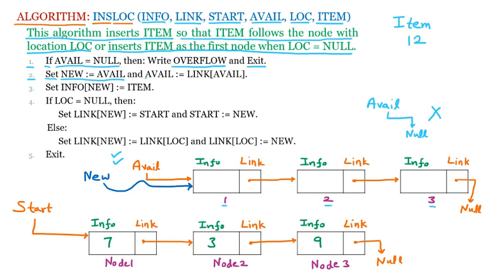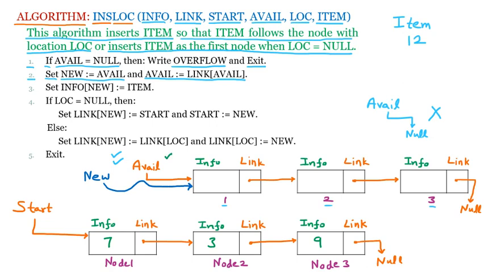Afterward we are having avail is equal to link avail. We know that we have already taken one node from the available list. So now this is the time to move the avail to the next node. So avail is equal to link avail. Here we are moving the available pointer to the next. So avail is equal to link avail.